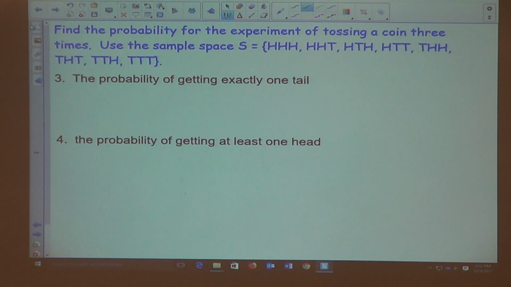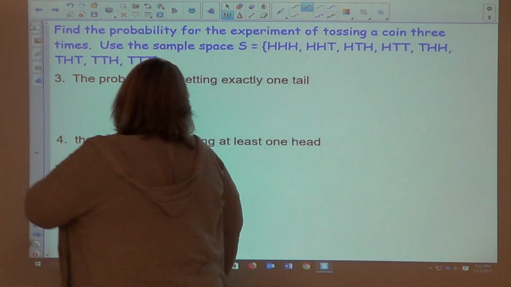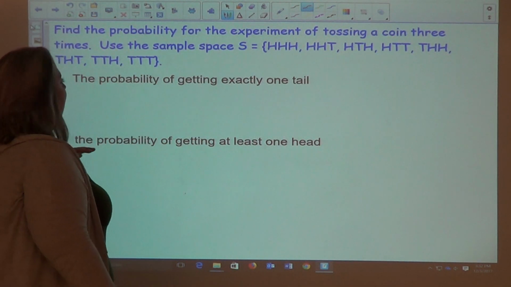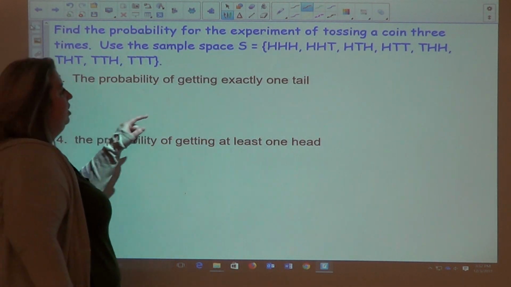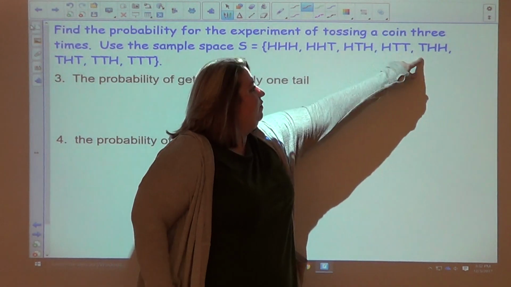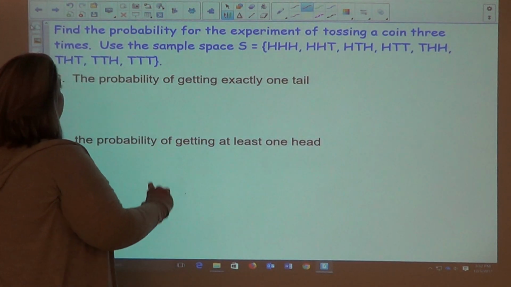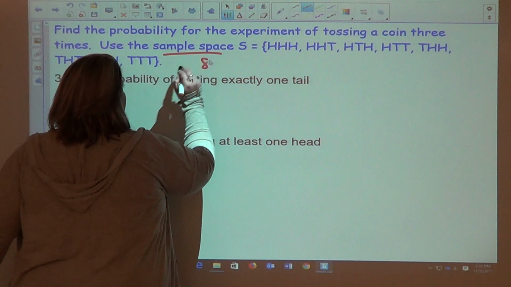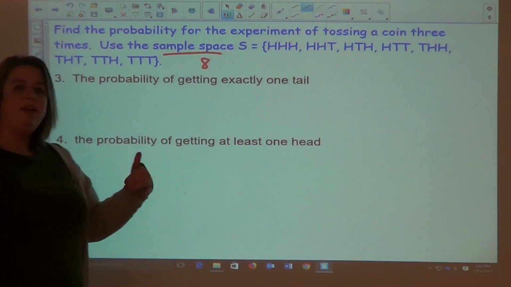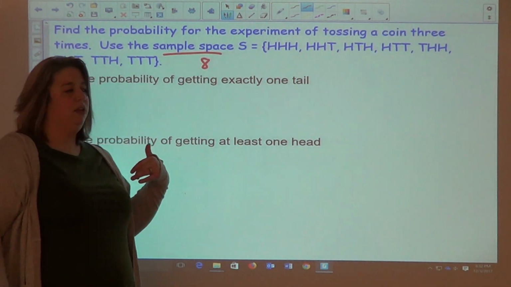You could get heads, heads, heads, and heads, heads, tails, heads, tails, heads, heads, tails, tails, tails, heads, heads, etc. Okay, so if I want to know my probability of anything, I need to figure out how many things were in my sample space. So 1, 2, 3, 4, 5, 6, 7, 8. So the sample space was 8. That means that's what my denominator is going to be when I find the probability.